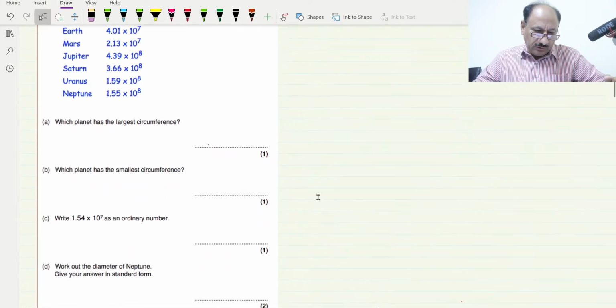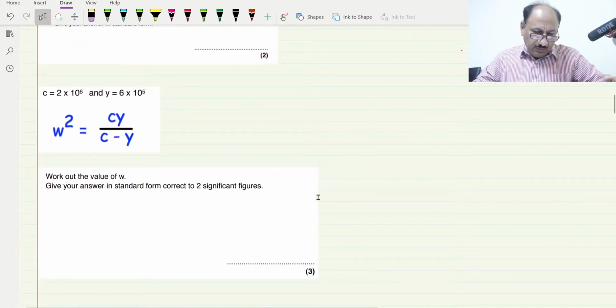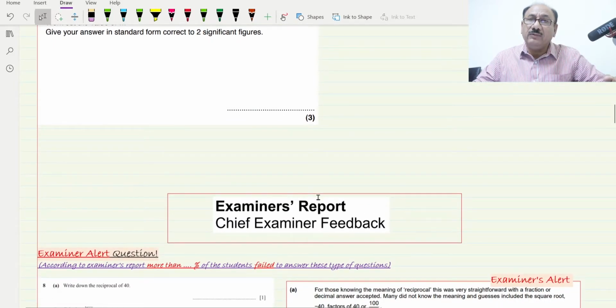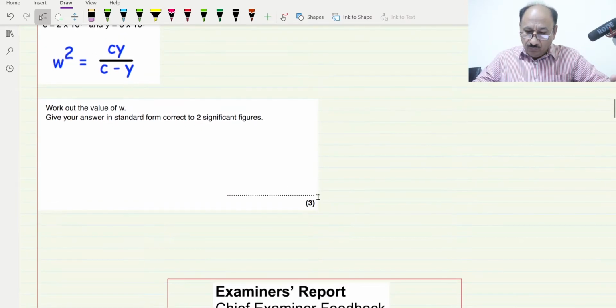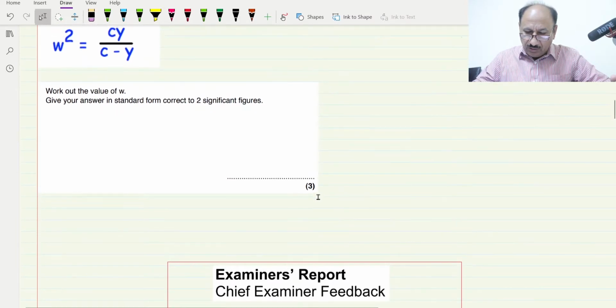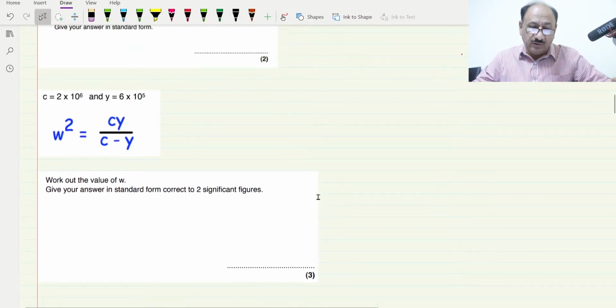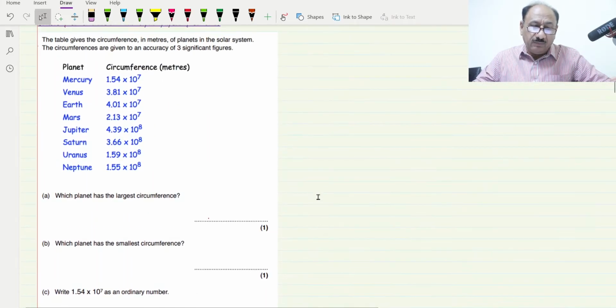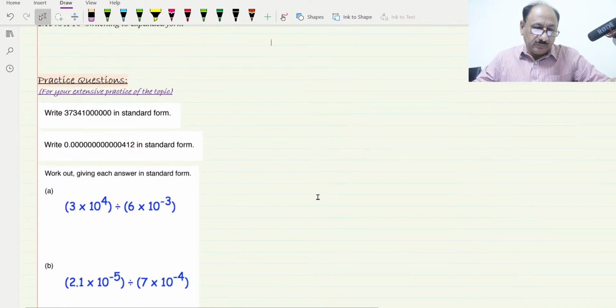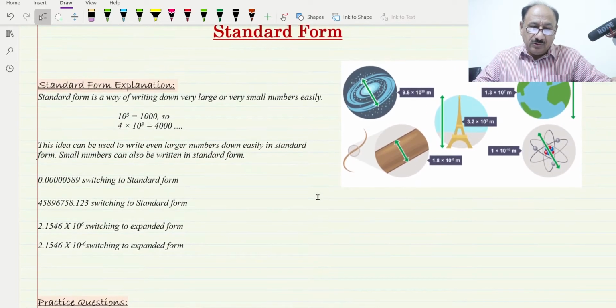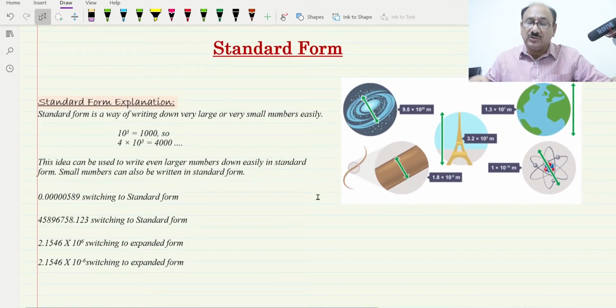We will be taking some exam style questions, and the last one we will be covering is a very important examiner report, chief examiner feedback. We will be taking an actual exam question and discussing the opinion of the examiner and chief examiner feedback on what type of mistakes students are making, and what they should avoid. So these type of things we'll be discussing today. Hope today's video is very important.